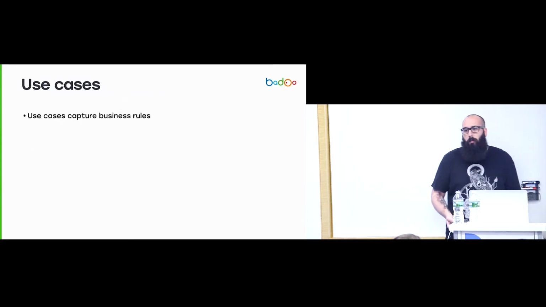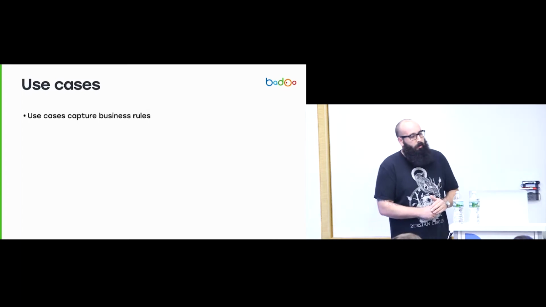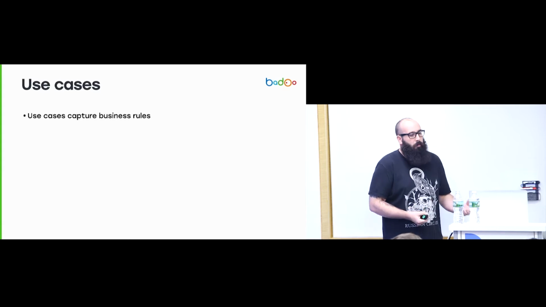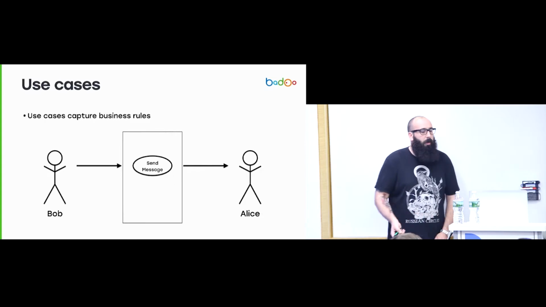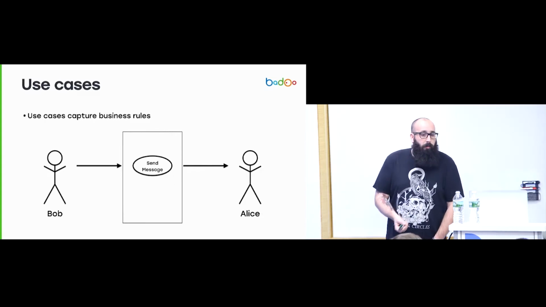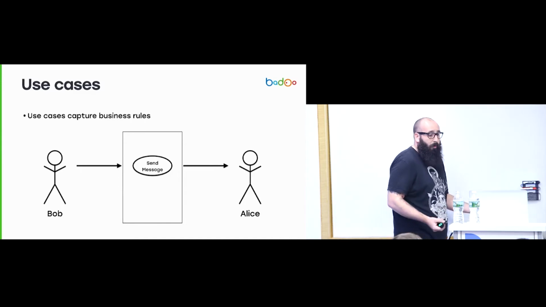So I'm sure most of you have heard of a use case, maybe some of you have used UML back in the day, and basically a use case captures a business rule. So for example, say Bob wants to send a message to Alice. Sending a message is the use case, and it's pretty much as simple as that.